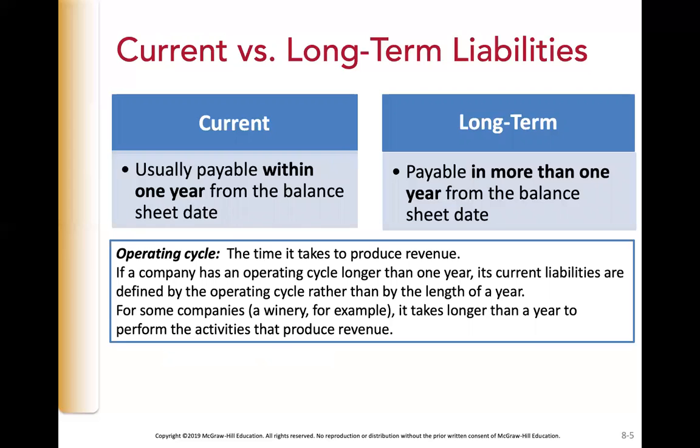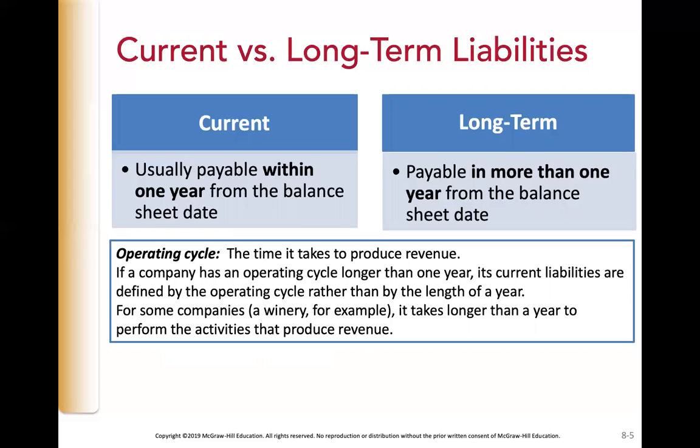Now, sometimes that is not the case. Most of the time we're talking about a year, but sometimes we have companies that have operating cycles that are longer than a year. An operating cycle is the time that it takes to produce revenue. Think about a winery, for example. A winery's operating cycle is most likely longer than a year.